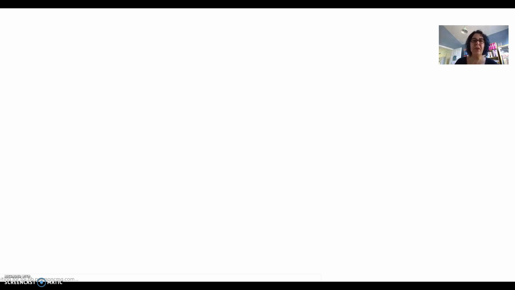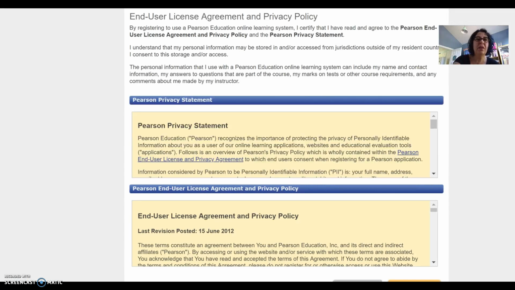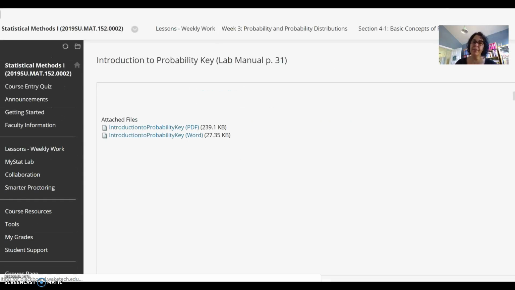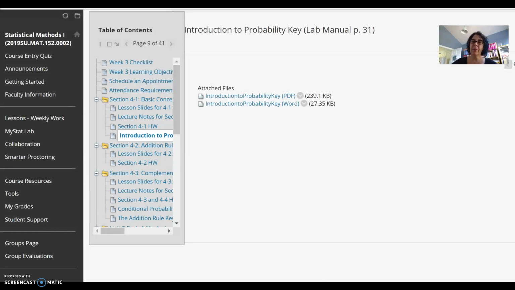Okay, my screen will be funky. This is not the screen that you will be seeing. Right? And then I would go to my StatLab, problems in probability. Then you put that aside.